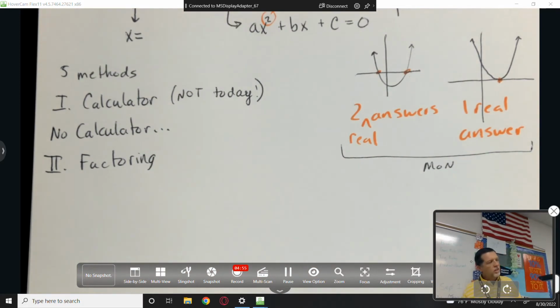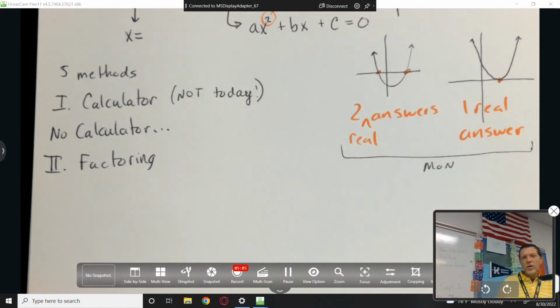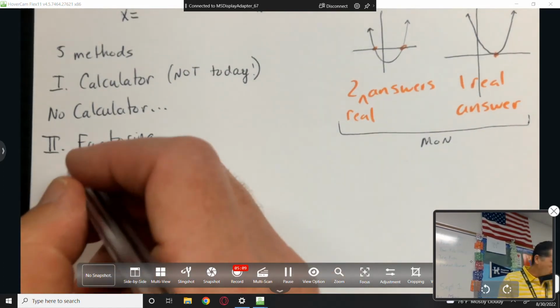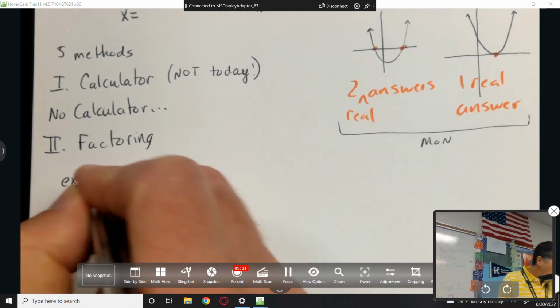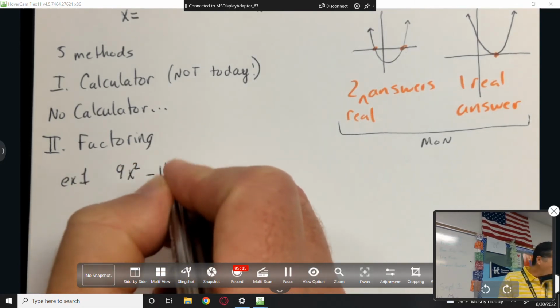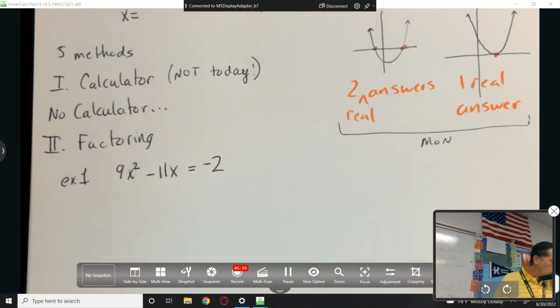And you've done all of these before, so we're pretty much going to do one example of each, maybe 2 examples, and then we'll do a couple of sort of weird problems to get you ready for the worksheet. All right, factoring. Let's say we have 9x squared minus 11x equals negative 2.